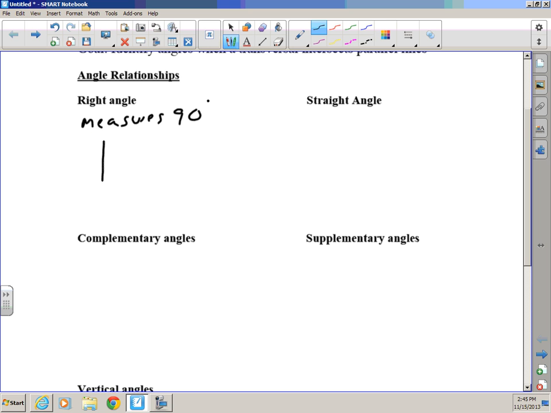It's formed by a horizontal and a vertical line, and if the box is drawn, then you are told that that is a 90-degree angle. Or if you have two lines like L and M here, and the symbol, which is like an upside down T, is put, that symbol means that they are perpendicular. And perpendicular means that the lines form a right angle.